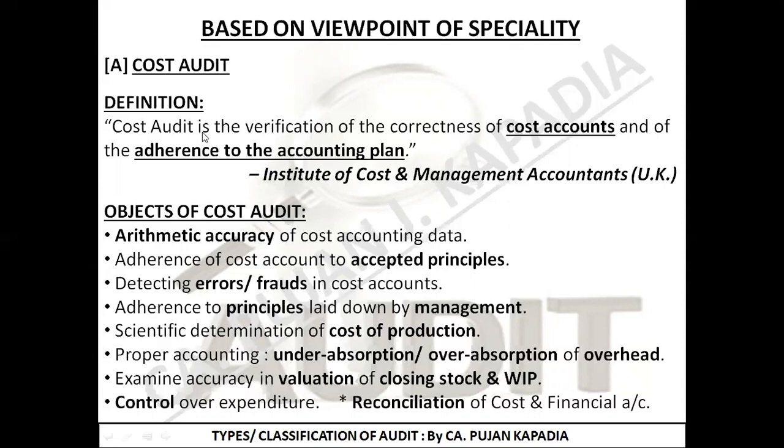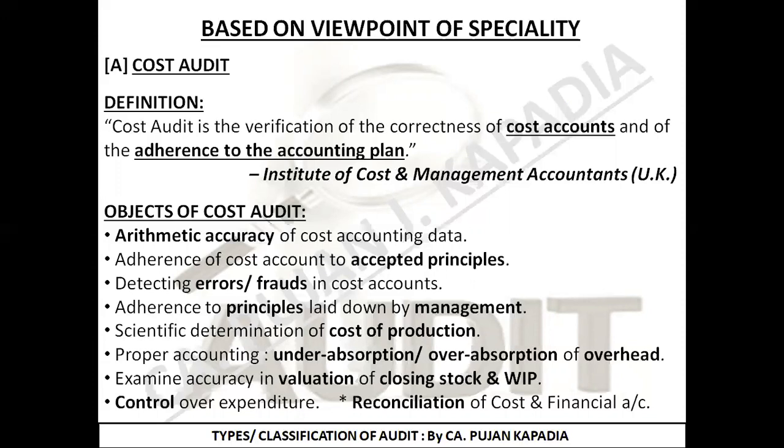Definition. The definition reads, cost audit is the verification of correctness of cost accounts. So the first thing is, I am looking into the correctness, whether all the cost accounts that I have maintained during the year are maintained in an accurate and correct manner or not. That is my first objective. And second is adherence to the accounting plan. That is, I need to check whether all the cost accounting has been done in accordance with the plan which was set for the same.